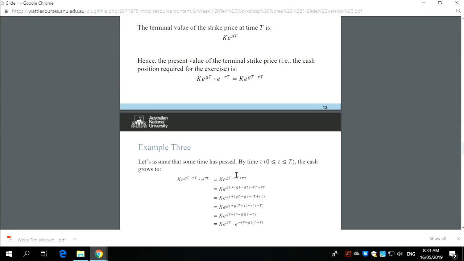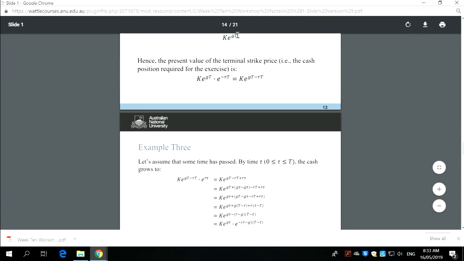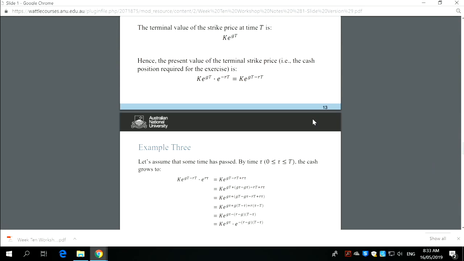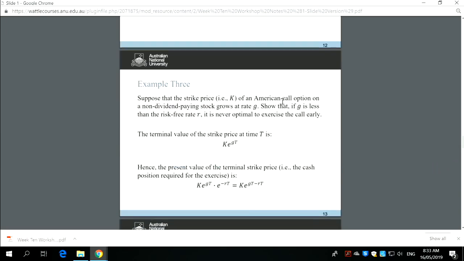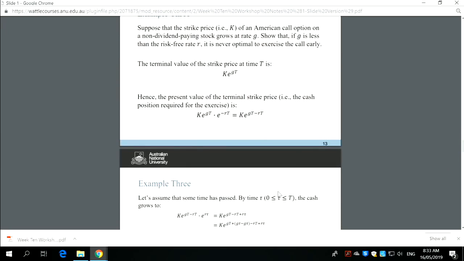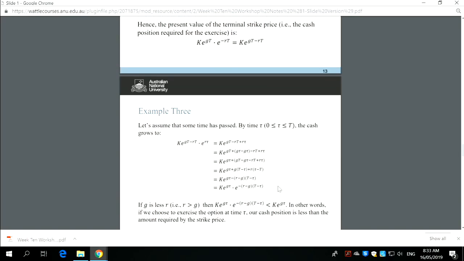Now we try to reorganize this equation to look a lot more like the strike price. Then we need to prove that the money we saved in the bank account is strictly less than the strike price that we need to pay to exercise the American call at the point tau. Okay, so that's what we try to achieve here.